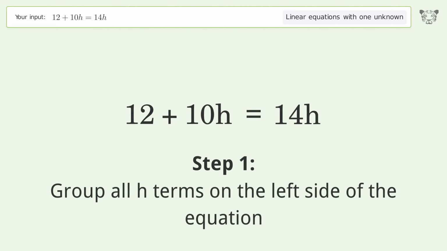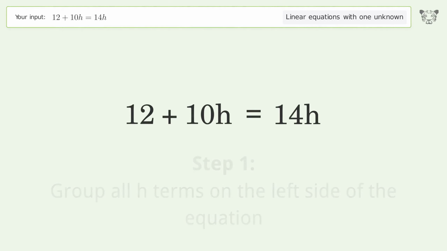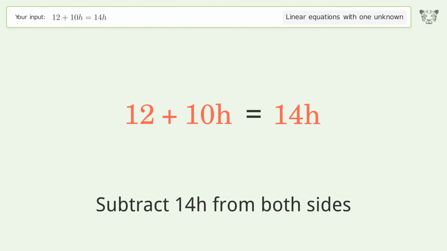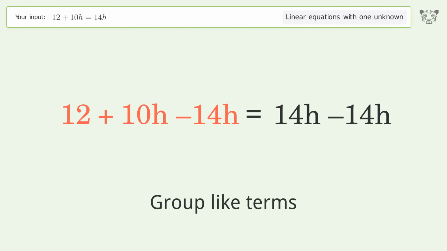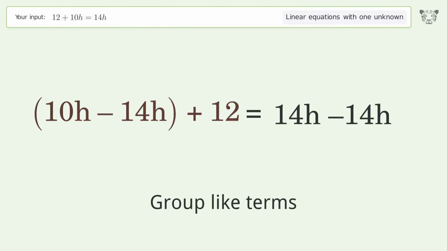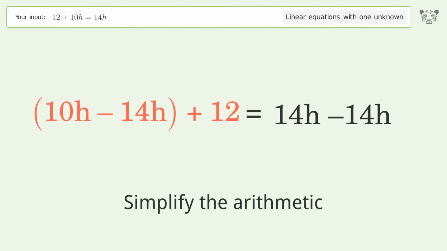Group all h terms on the left side of the equation. Subtract 14h from both sides. Group like terms. Simplify the arithmetic.